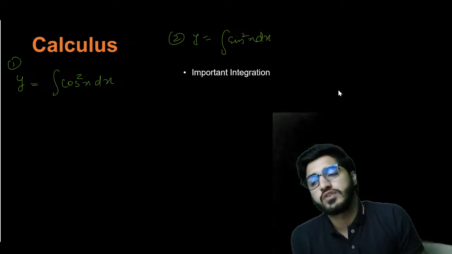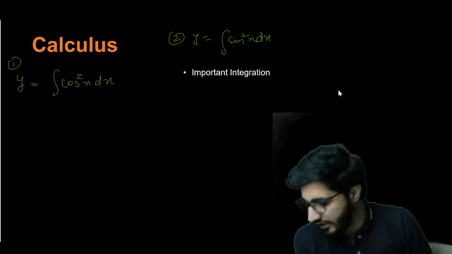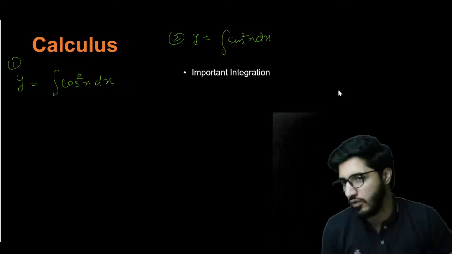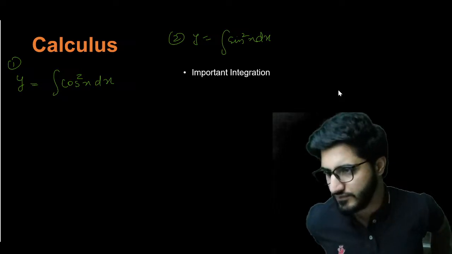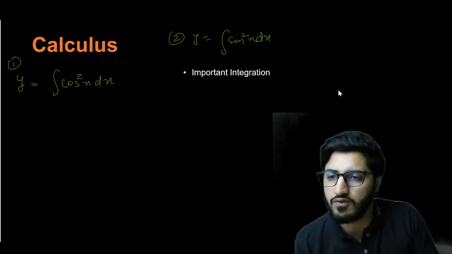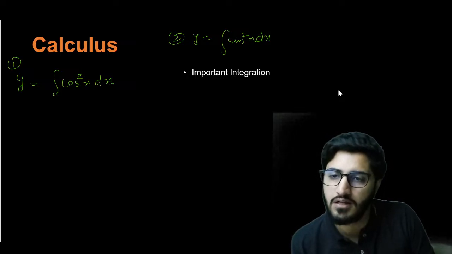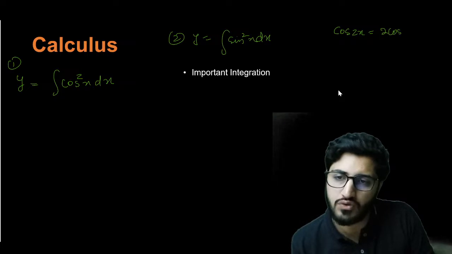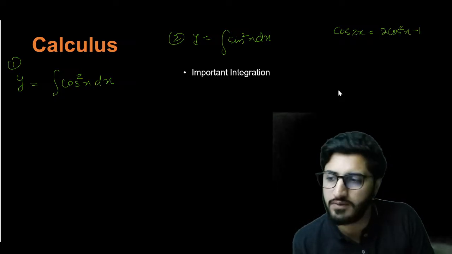We cannot proceed directly here. Then how can we proceed? Look, what is cos square x? We have an identity like this, the double angle formula: cos 2x becomes 2 times cos square x minus 1. We know it now.